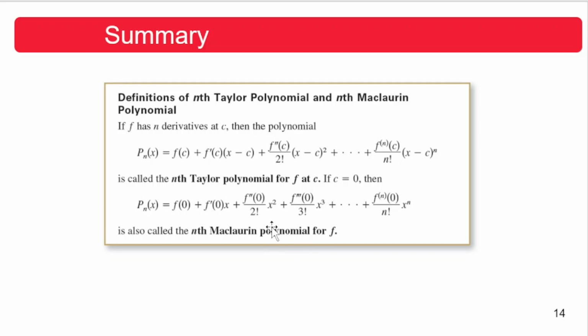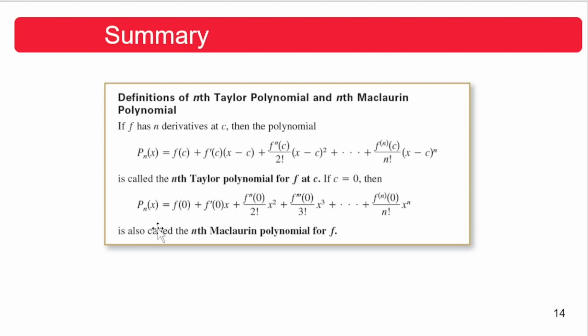Okay, so in summary, to approximate the Taylor and the Maclaurin polynomial, this definition must be followed: if f has n derivatives at x equals c, then this polynomial, denoted by p sub n of x equals f of c plus the first derivative of f at c times x minus c, plus the second derivative of the function at c over 2 factorial times x minus c to the second power, plus and so on and so forth, up to plus the nth derivative at c over n factorial times x minus c to the n power, is called the nth Taylor polynomial for f at c.